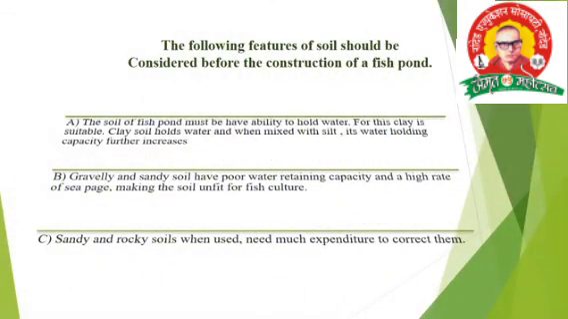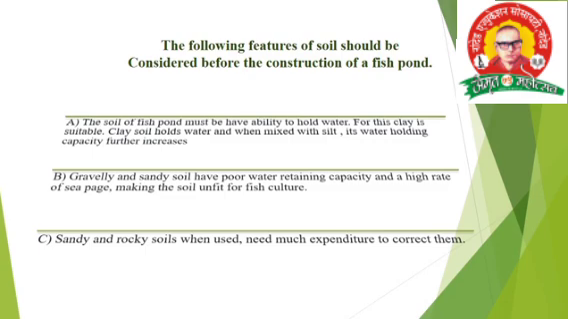Then the next important point is the soil type or soil quality. The following features of soil should be considered before the construction of a fish pond. Several factors can be considered while determining the quality of soil. Two aspects of soil quality are important for pond culture: the main ones are fertility and water retention. The soil of a fish pond must have the ability to hold water.